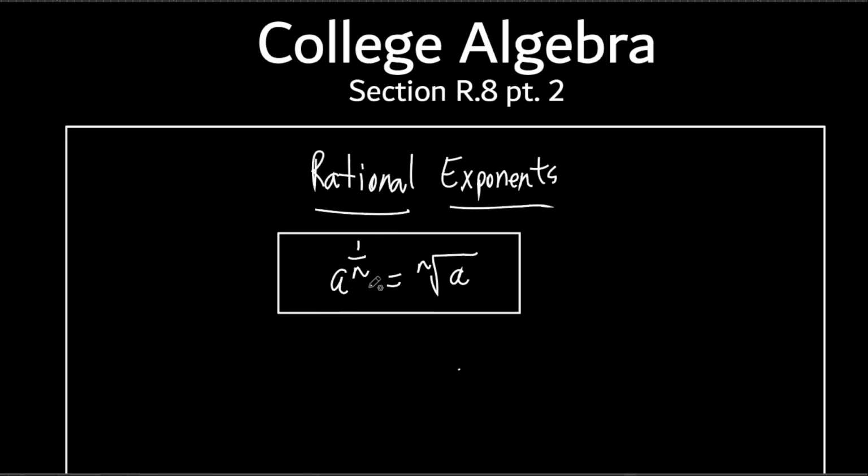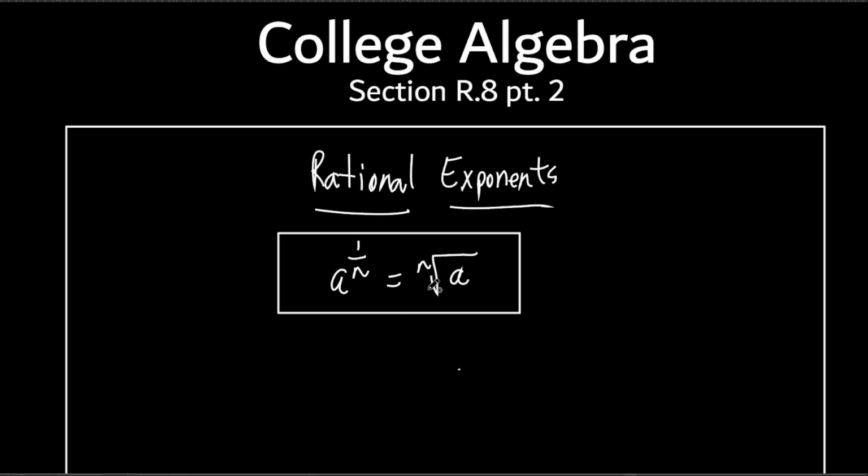So if you have a to the 1 over n, it can be written as the nth root. It's not always square root, okay? It could be a cube root, fourth root, fifth root of whatever this base is. This is your base. Do you remember what we call that thing inside of the radical? The radicand, okay? So that base is going to be our radicand. Everybody got that?